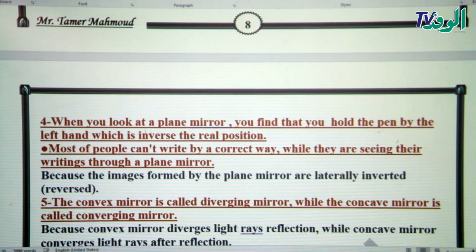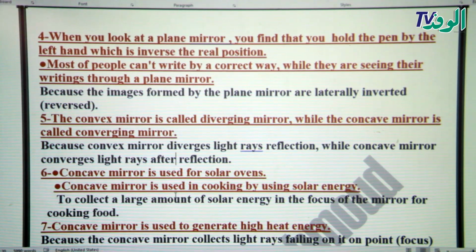Another question. When you look at the plane mirror, you find that the left hand appears reversed from its real position. Also, most people can't write correctly while they are looking at the writing through a plane mirror. We said it above, because the image formed by a plane mirror is laterally inverted or laterally reversed.